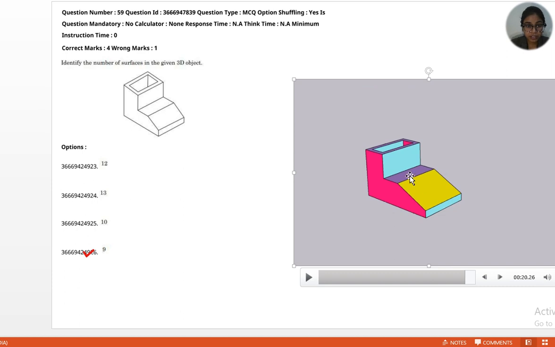So in total you will be having 3, 4, 5, 9, 10, 11, 12, 13 and 14. Okay, so in total we will be having 13 number of surfaces. Here it is wrongly mentioned 9, it will be a total of 13.